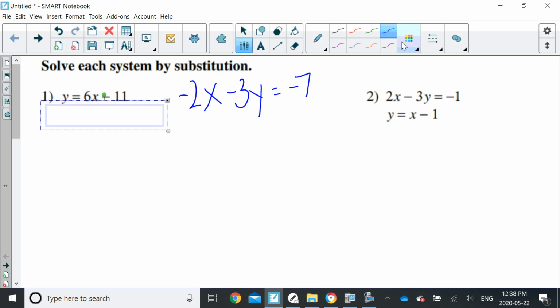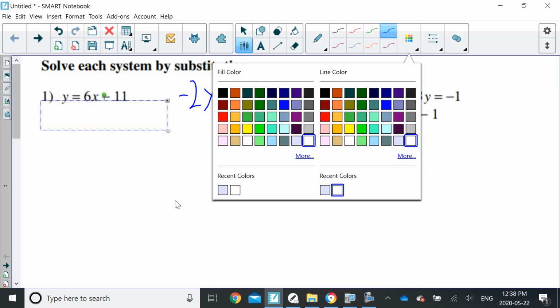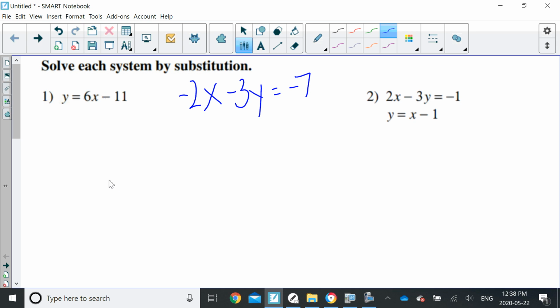Now, the second thing with substitution, within your 2 systems, one of the systems, we need to have one of the variables isolated or solved for. So for example, if I look at these 2 systems, it's this system right here, y is already solved for. I don't have to do any moves. I don't have to manipulate anything. They've already solved for y, okay?